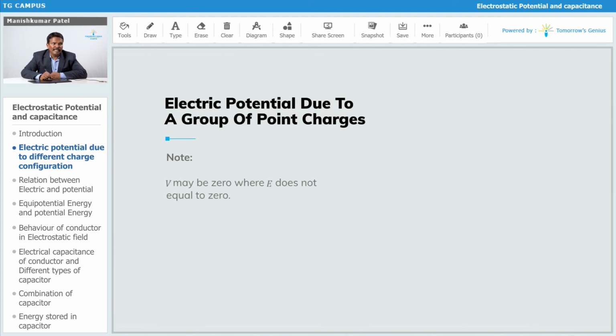Again, V may be 0 where E does not equal 0. This also we are going to prove in the case of a dipole. The potential along the equator of a dipole, where you find that the potential at any point on the equator is 0, but the electric field does not equal 0.